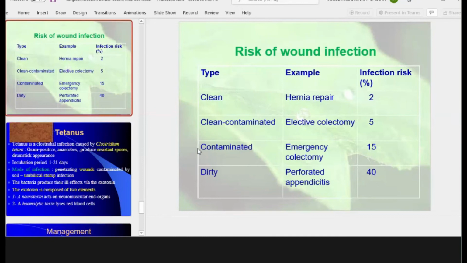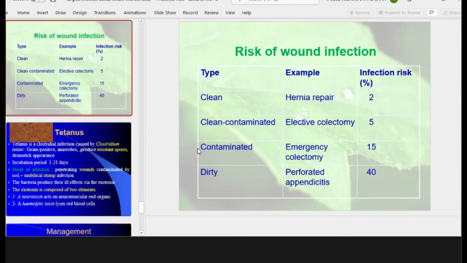Okay, now as I was telling you, examples of clean surgery are thyroid, breast, hernia repair. These are the surgeries where we know that we are not going to enter into the lumen of a hollow viscus, and the risk of infection is less than 2%. So we don't have to give antibiotics in clean surgeries.